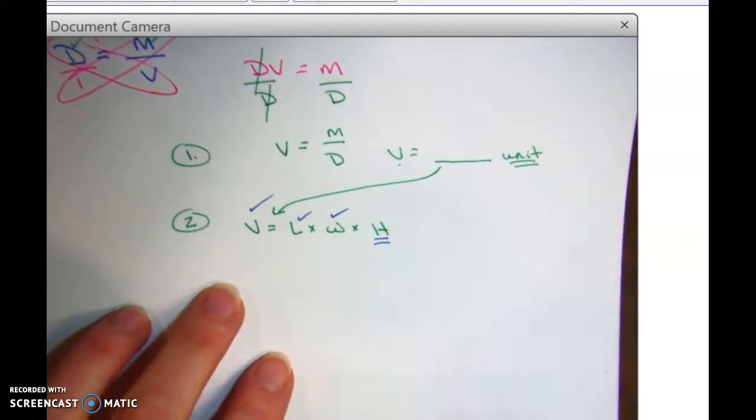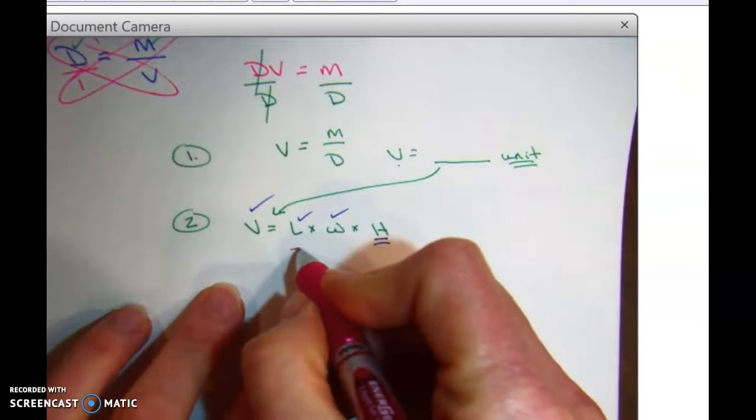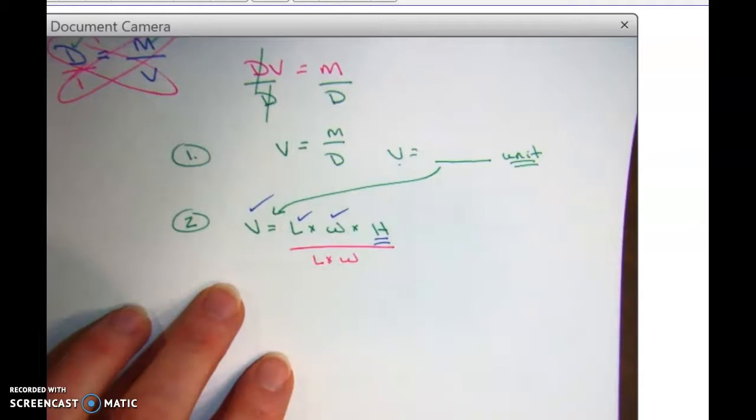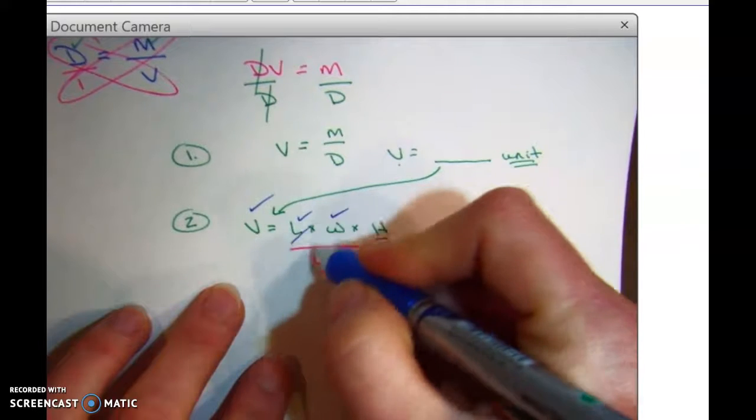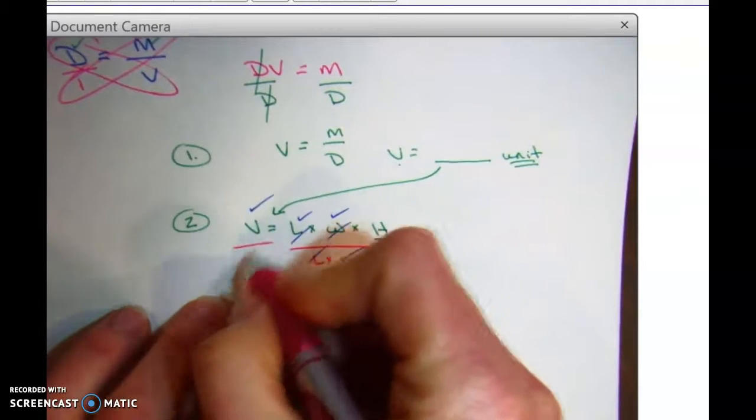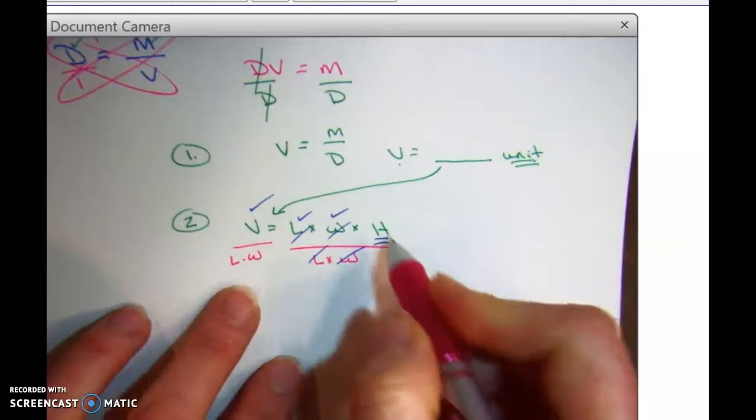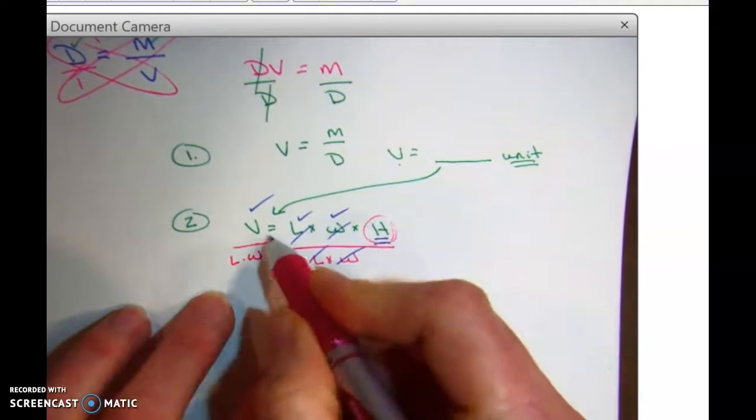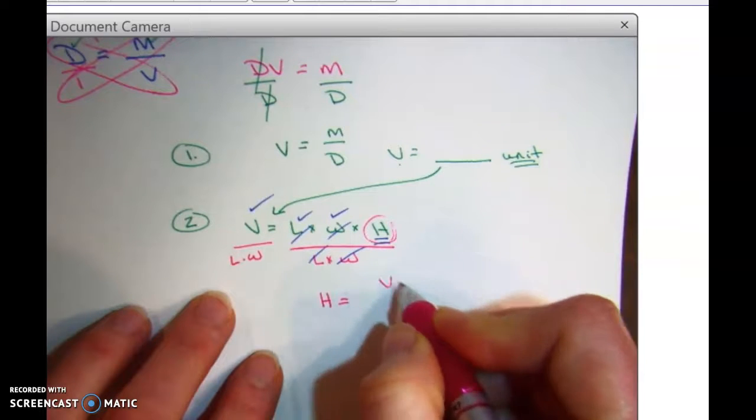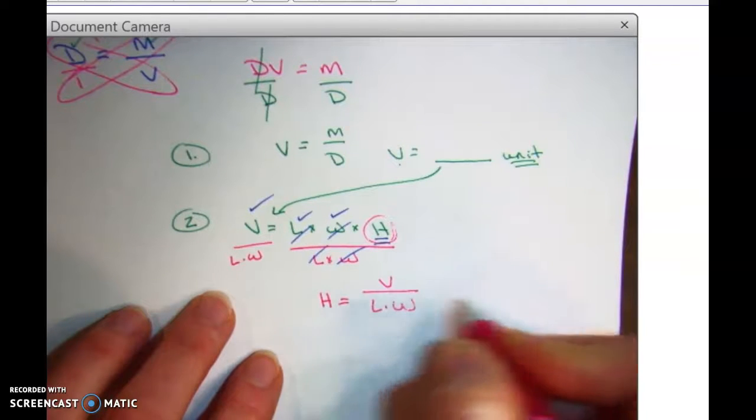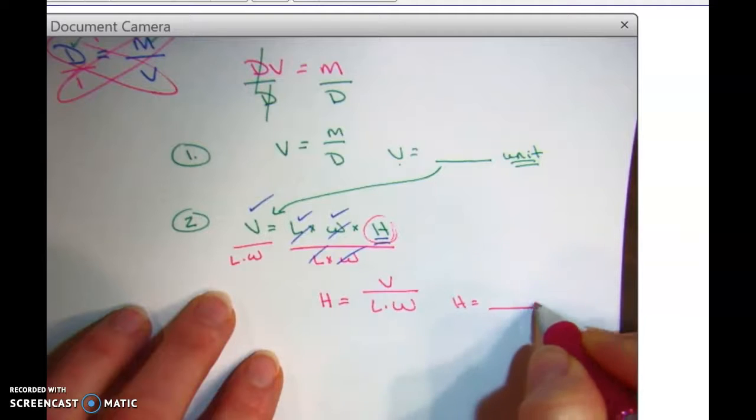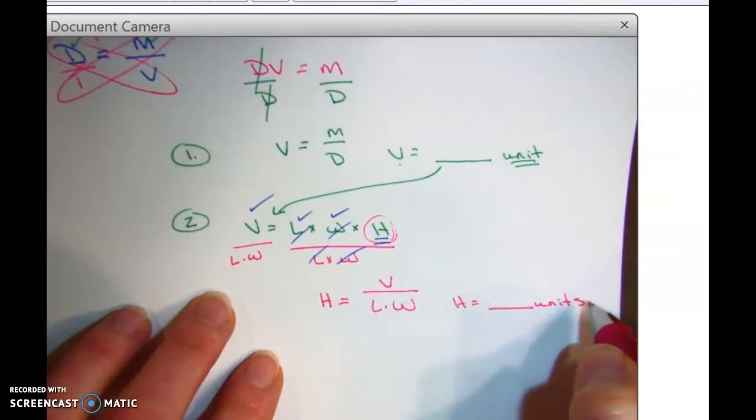Well, how do I get height by itself? So if I divide this side by length and width, they are now going to cancel. And whatever I do to this side, I must do to this side. Length times width. So now I have height equals the volume divided by the length times the width. You will get an answer here, and you need to put in the correct units.